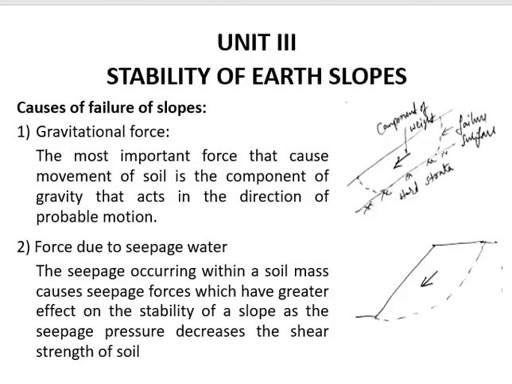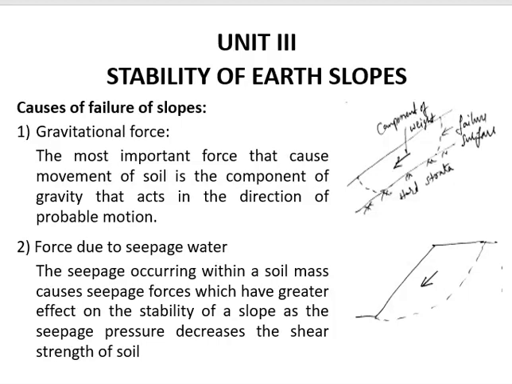A slope failure occurs when the forces causing failure are greater than the shearing resistance developed along a critical surface of failure. There are various causes of failure of slopes. The main reasons are an increase in shear stresses or a decrease in shear strength. The important causes of failure of slopes are gravitational force, force due to seepage water, erosion of the surface of slopes due to flowing water, the sudden lowering of water adjacent to a slope, and forces due to earthquakes.